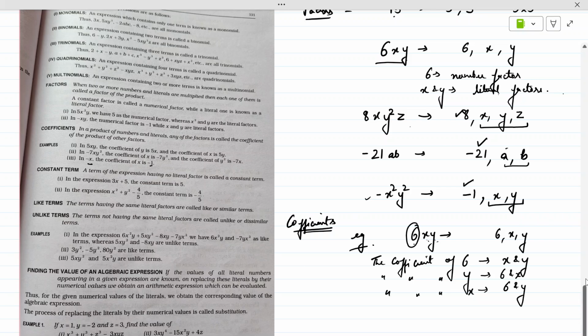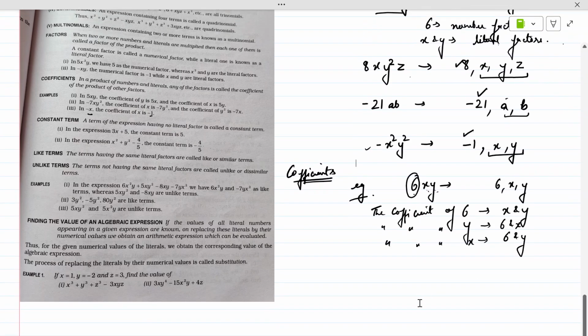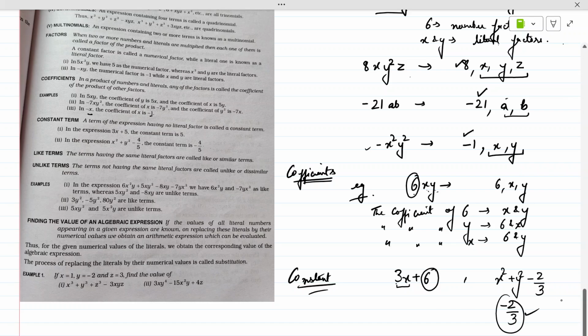Now the constant terms. Constants and variables, kids, we know. Now in our expression, they have again given us some examples, although we have identified them, but let's do it once more. If we have 3x plus 6, the constant term is 6, because 3 is getting multiplied with x and that term will change. Also, if I have another expression, x square plus y square minus 2 by 3, in this scenario the constant term will be minus 2 by 3. Okay, so these are the numbers whose value doesn't change, it remains static.